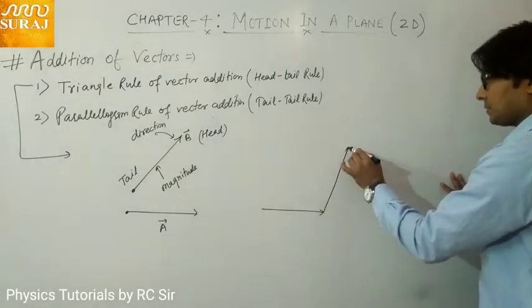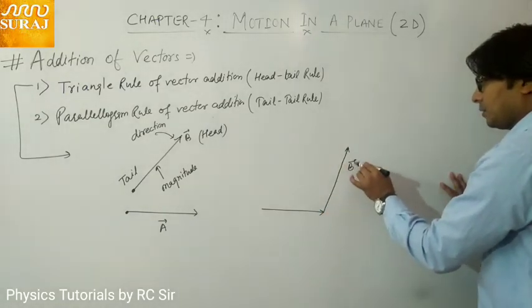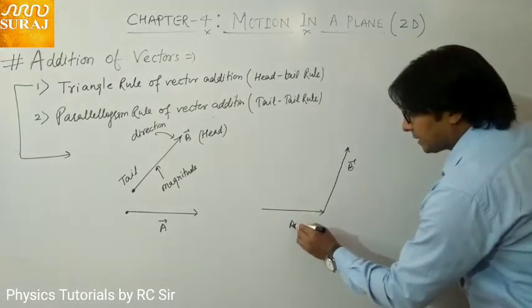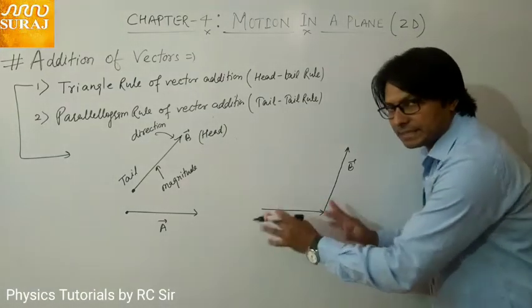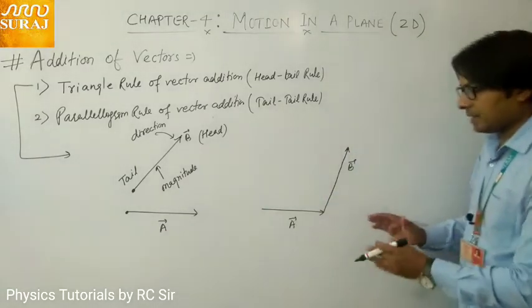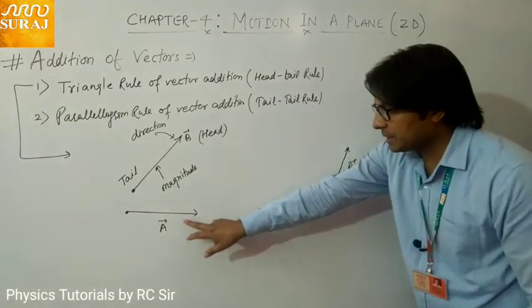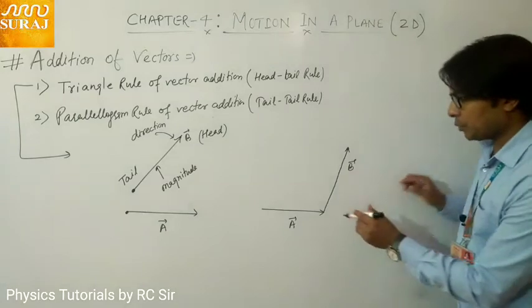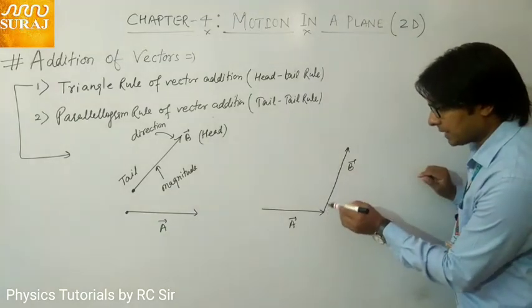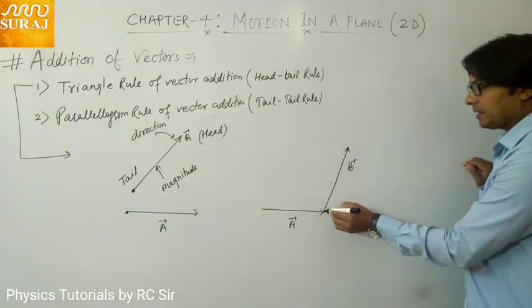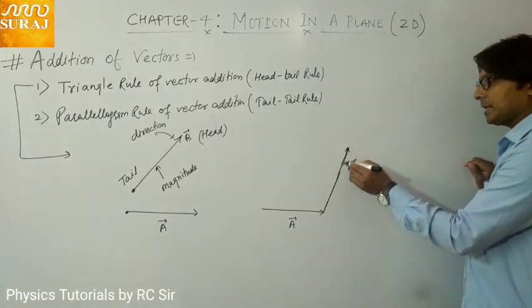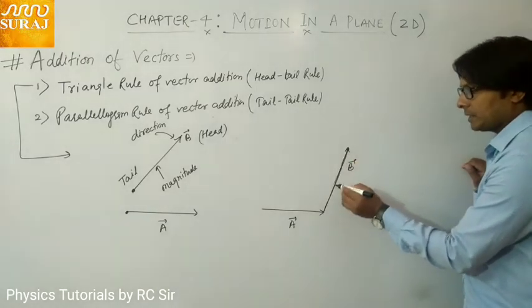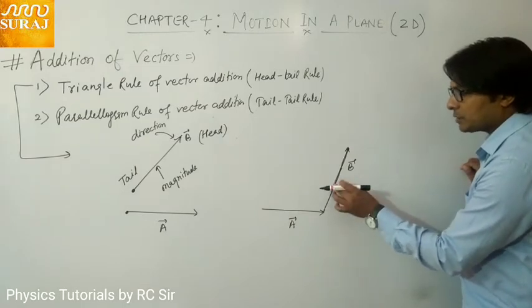I am trying to place this vector without altering its direction and magnitude. So suppose this is B vector and this was A vector. What I have done is placed this A vector as it is in the direction. Thereafter, at the head of this A vector, I have simply put the tail of the second vector, that is B vector, without changing its direction and magnitude. So now these are the two sides of a triangle.